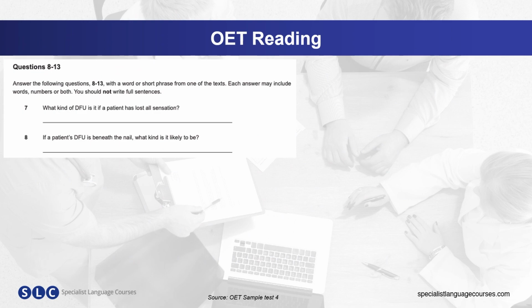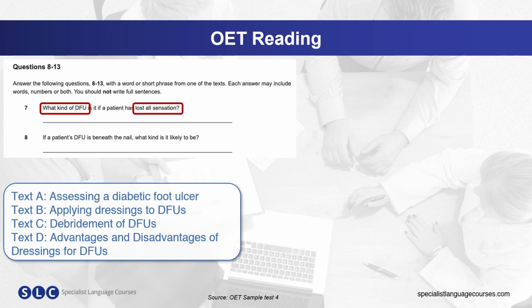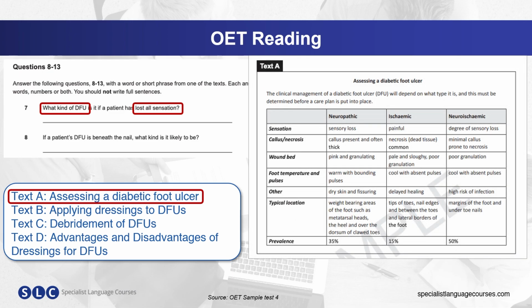Question 7 asks, what kind of DFU is it if a patient has lost all sensation? We would probably find this information in text A, and we then use the keywords from the question to help us find the information we're looking for. If we look in the table, we can see the category sensation, and next to it, it says sensory loss. So from this, we can look above and see that the answer is neuropathic. Now you try question number 8.